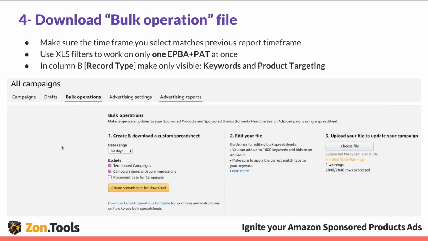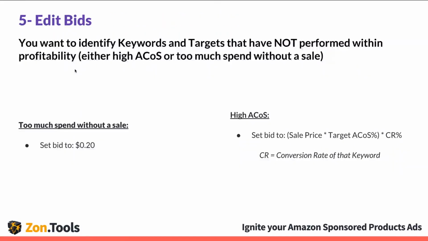In column B, which is the record type, we want to work only on the keyword record type and on the product targeting record type. Everything else we don't want to touch. Just keyword and product targeting record types. Again, you can use an Excel filter on column B. And we will edit this. So we want to identify keywords and targets that have not performed within profitability. Very similar to what you did before to identify bad search terms and bad ASINs, we're going to do the same here to identify bad keywords and bad ASINs.